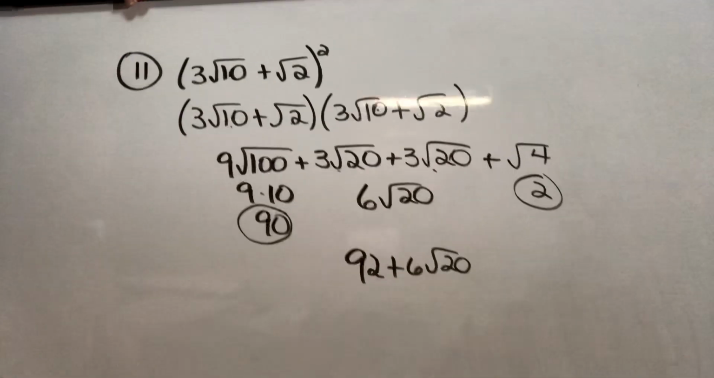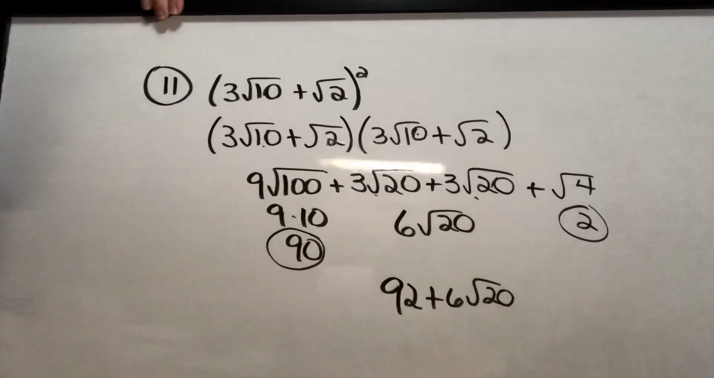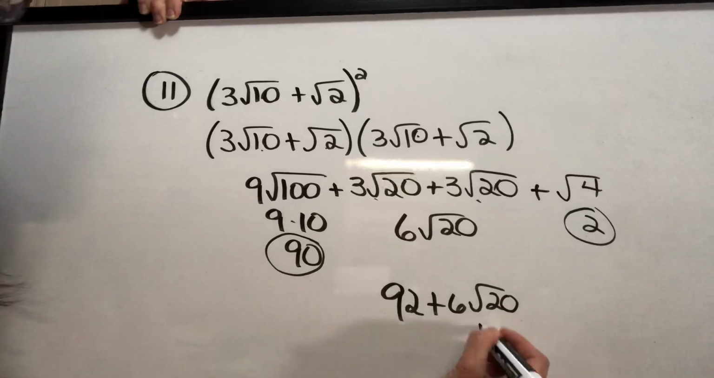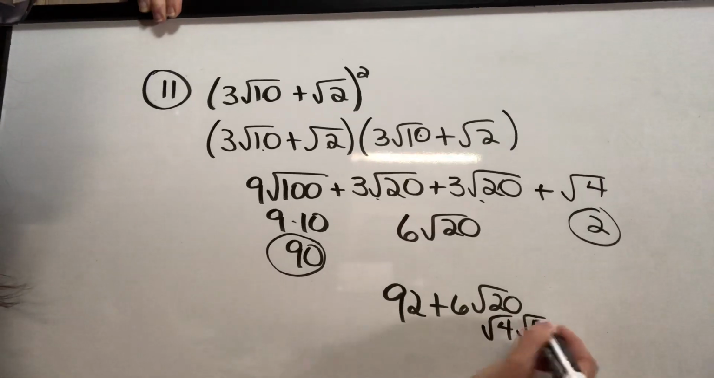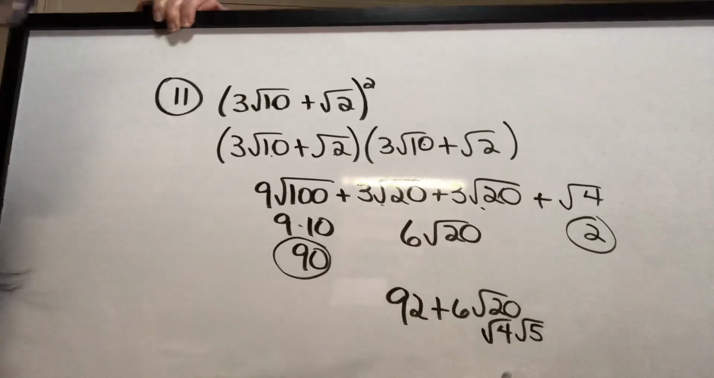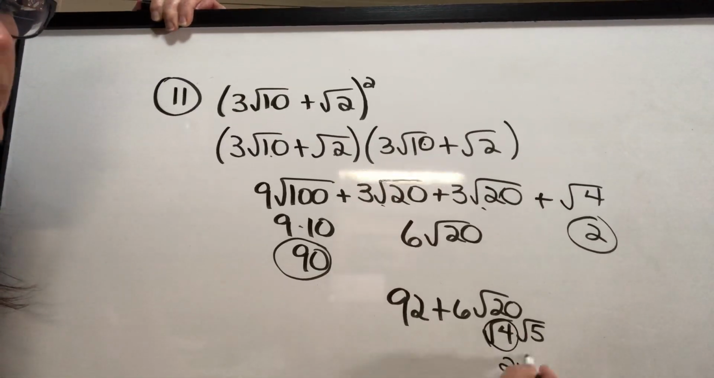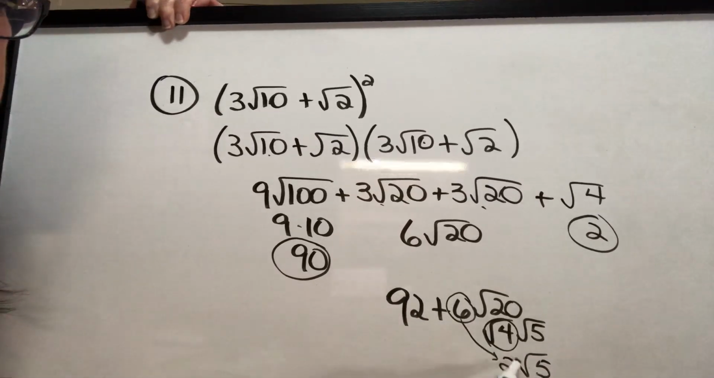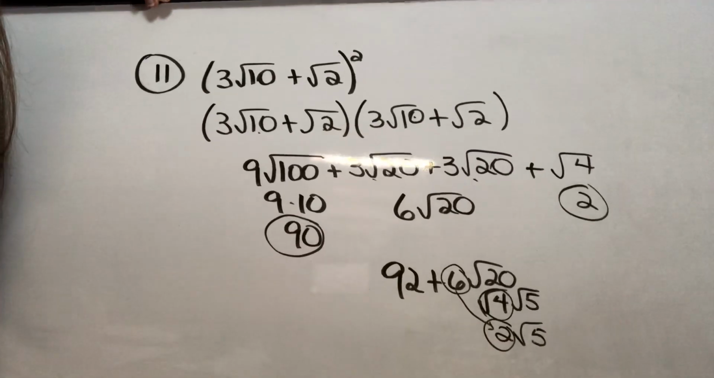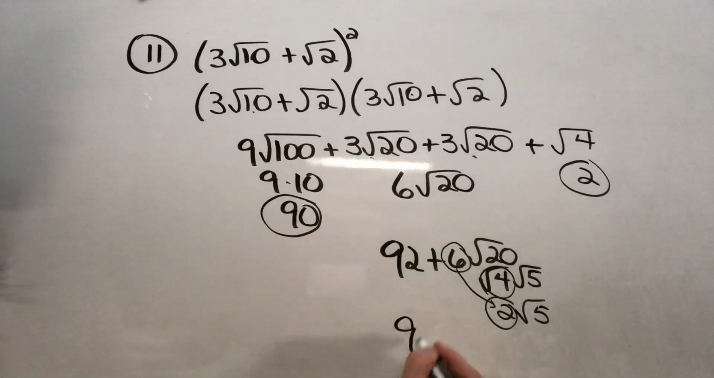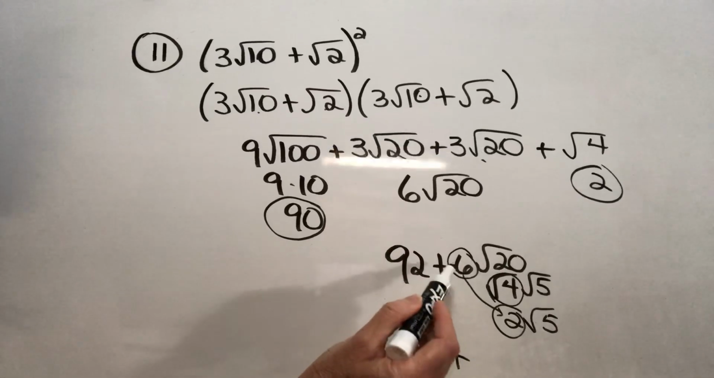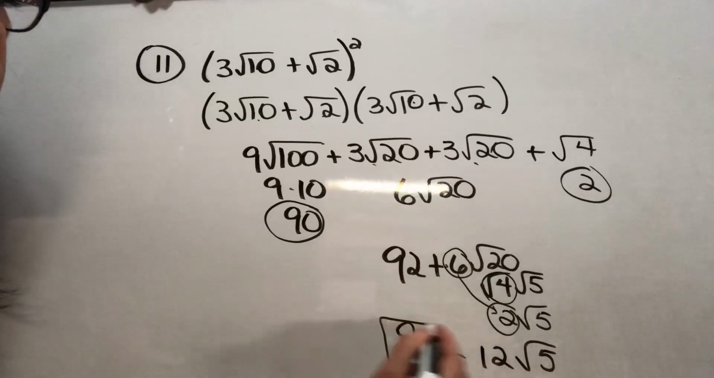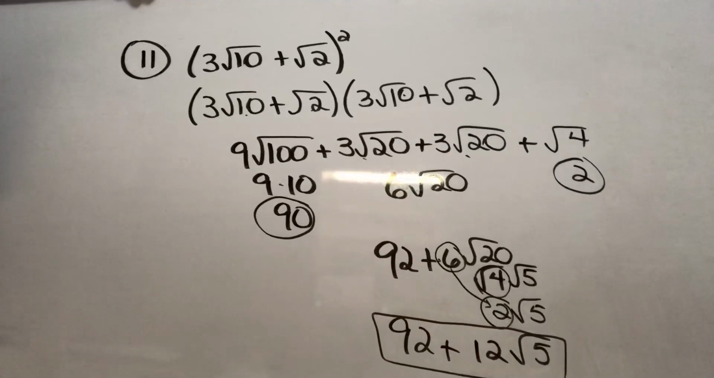Now this is not quite simplified yet because you can simplify the 20 further. So you would want to think what perfect square goes into 20. So it turns out that 4 goes into 20 5 times. So the 4 would simplify to 2, so that would be 2 square root of 5. But then there was the 6 there originally, so the 6 is going to have to be multiplied by that 2. So the 92 would still be there, but then you would have to do 6 times 2 is 12, square root of 5. 92 plus 12 square root of 5.